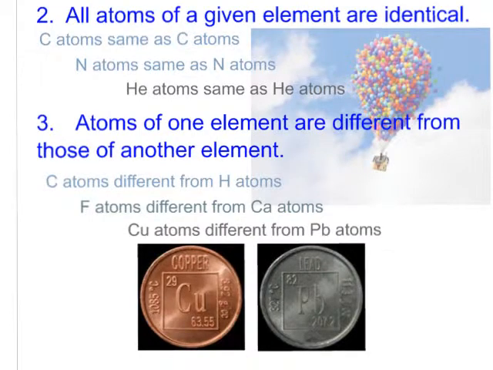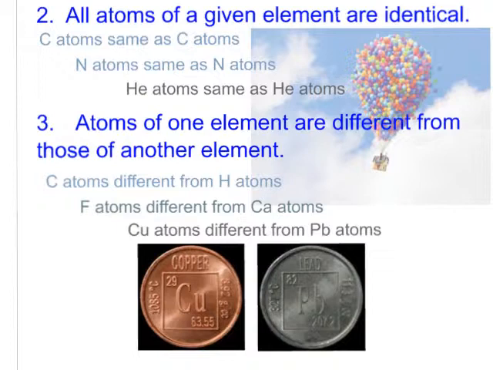The second point in Dalton's atomic theory is that all atoms of a given element are identical. Now, you might laugh and think this sounds silly, but it did need to be stated because this is not how everyone used to think. If we have a carbon atom, it's the same as the next carbon atom because they're the same element. So their atoms are the same. If we have a nitrogen atom, it's the same as the next door neighbor nitrogen atom. They're just the same, even though that may not have been what everyone thought. Helium, if we have a helium atom, another helium atom will be the same.